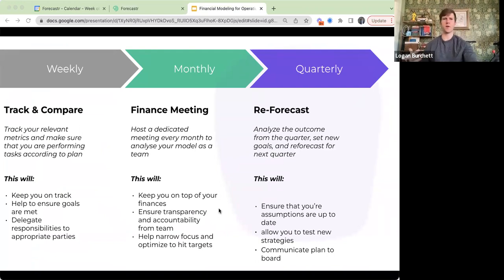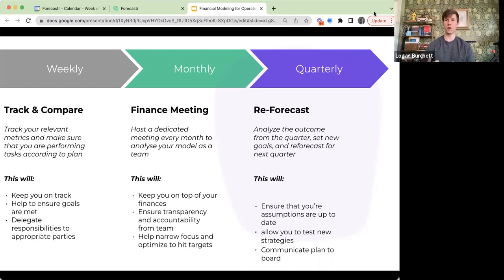So I'll get through this and then we can open it up for questions. I've touched on this here and there, but I want to come back to the cadence. What do we really recommend in terms of when to look at your model and when to use your model? We don't want to overburden the company or management by having them be in this too much.